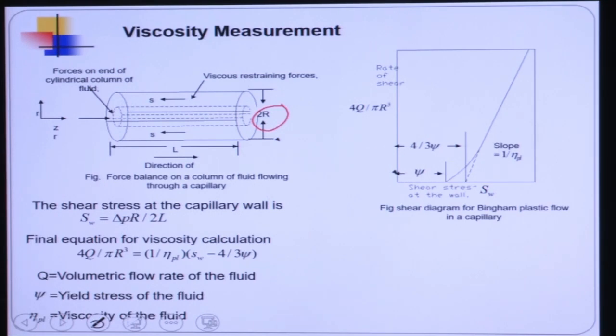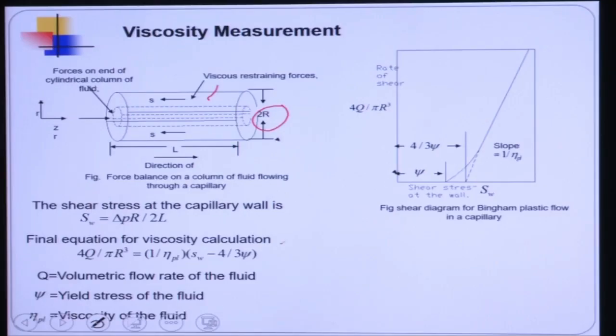fluid. And the shear stress at the wall can be calculated as del P R by 2L. Del P is the pressure gradient, so how much pressure we are giving across the capillary, which we know from the hydraulic unit. R is the radius of the capillary, L is the length of the capillary over which we are applying the magnetic field. And the final equation for the viscosity calculation is 4Q by pi R cube. Q is the volumetric flow rate of this MR fluid after steady state is reached, which we have measured during the experiment. R is the radius of this capillary.